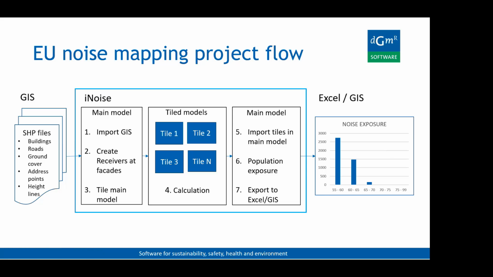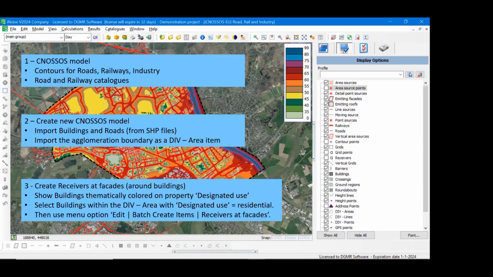So next, what I want to do is to present you a small demonstration. I will show you a CNOSSOS model with the noise contours for roads, railways, industry, and I'll show you a little bit more about the road and railway catalogs.